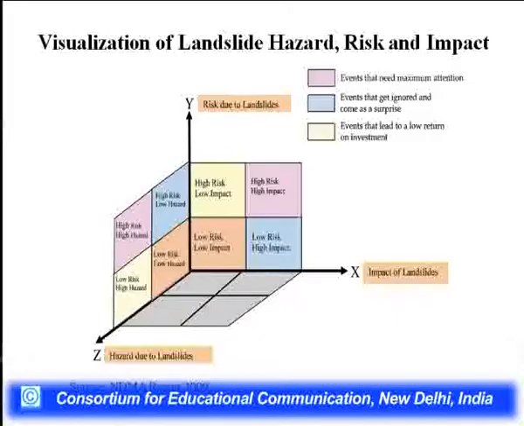Visualization of landslide hazard, risk and impact. Now you can see the risk due to landslides. We have high risk, high impact, and then low risk, low impact landslides. The high risk, high impact events need maximum attention. Such a typology is very important for policy makers, because many mitigation measures can be taken on the basis of it.